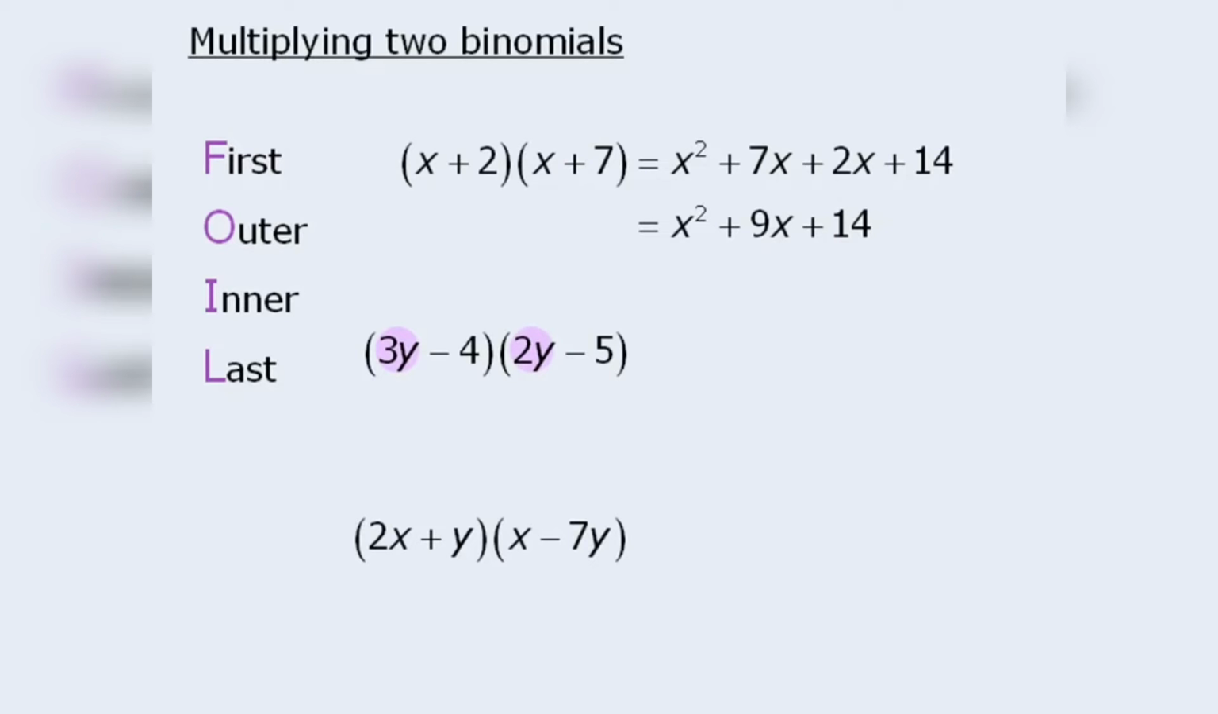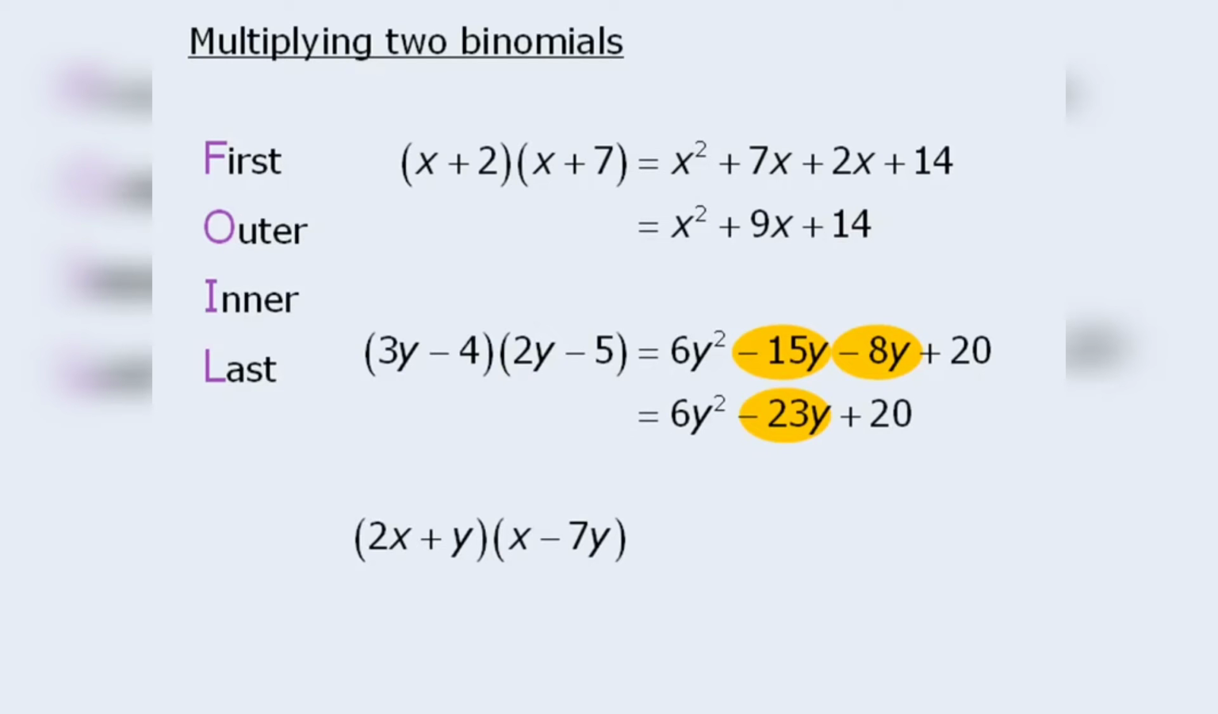Now let's expand the second product. When we multiply the first terms here, we get positive 6y squared. When we multiply the outer terms, we get negative 15y. When we multiply the inner terms, we get negative 8y. And when we multiply the last terms, we get positive 20. To simplify, we'll recognize that negative 15y and negative 8y are like terms, which means we can combine them to get negative 23y.